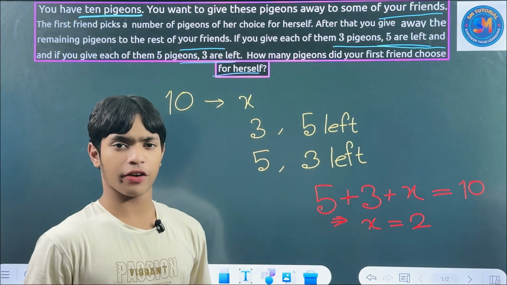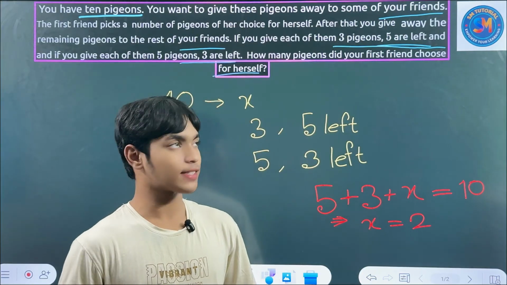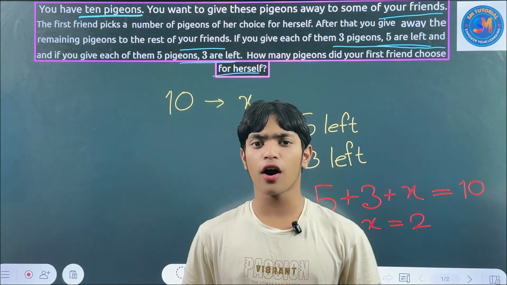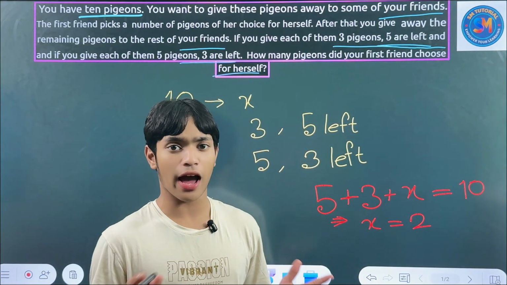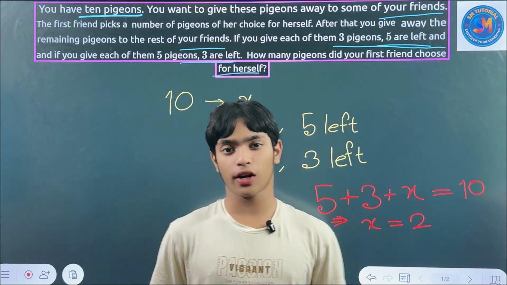This was very simple math, and I think you all will enjoy this. If you think in your mind, you can identify the answer easily. I think you all enjoyed this very much.